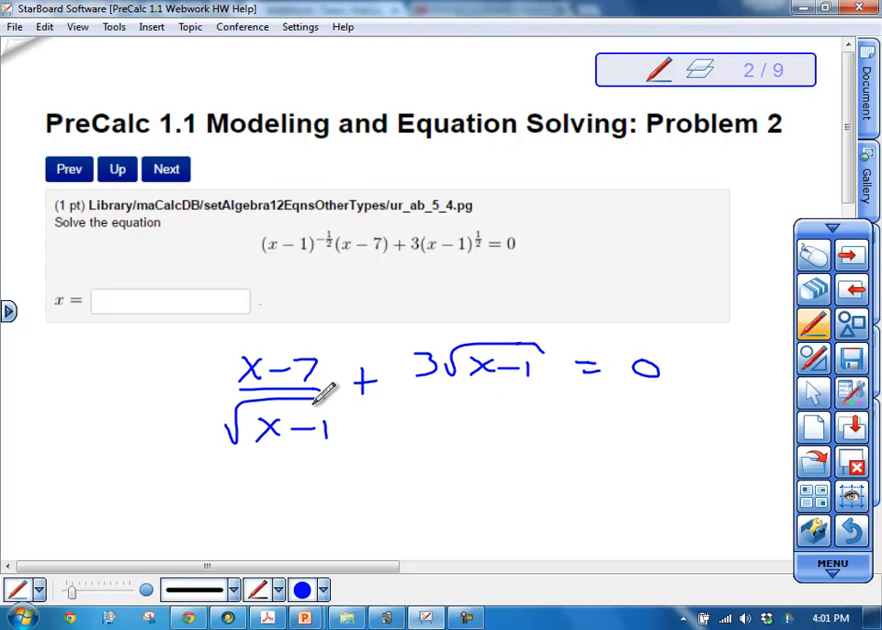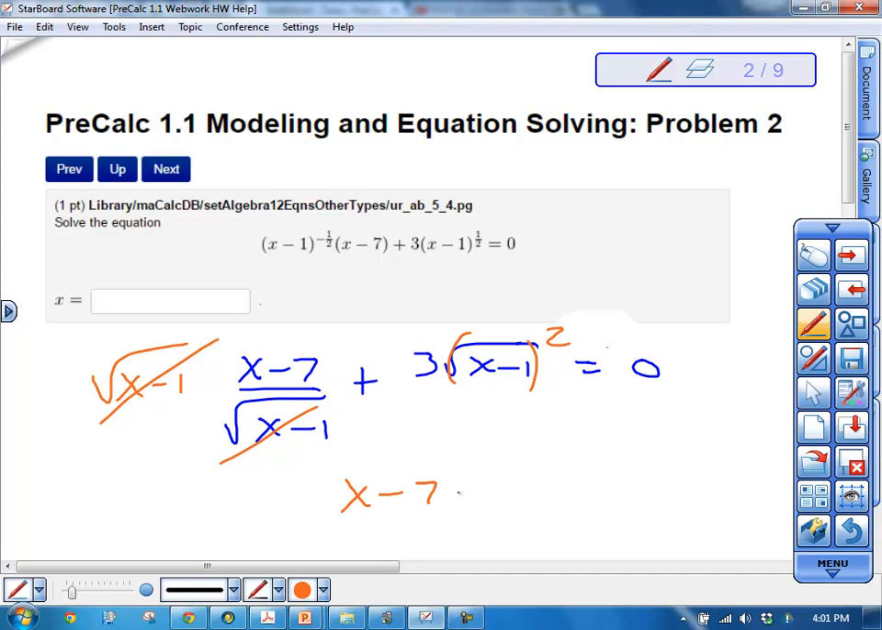Now, since I have a fraction here and an equal sign, I can clear fractions. We're going to do that all year long. To clear fractions, you multiply through by the least common denominator, which in this case is the square root of x minus 1. That cancels. If I multiply this by the square root of x minus 1, that's just x minus 1 squared right here. And if you square a square root, it undoes that.